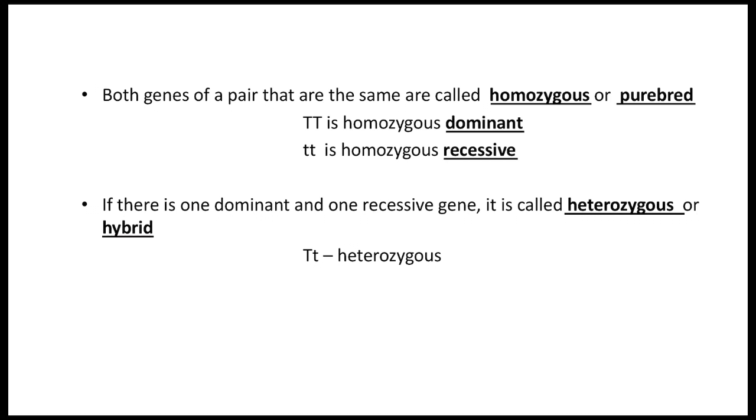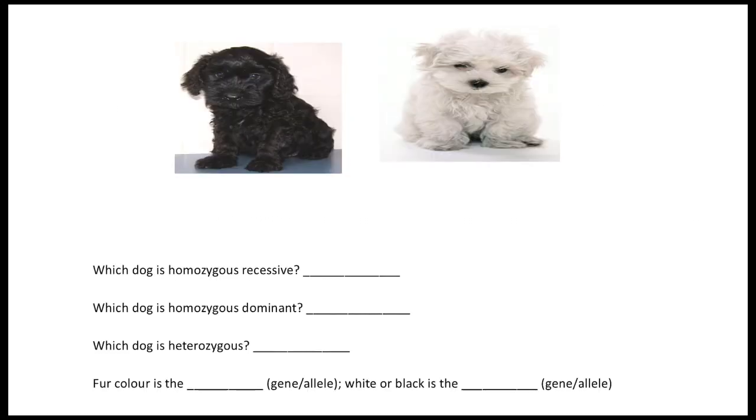It's because the term heterozygous encompasses that there is one dominant allele and one recessive. It's a mix of both. Okay, so let's go through another example here, this time for dog fur color.